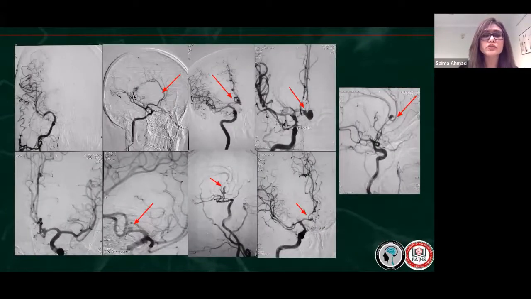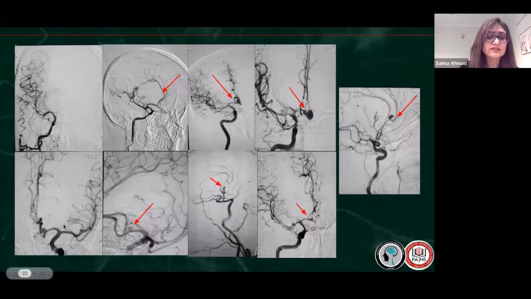So this is the lateral angiogram showing the branches of the ACA, with anterior communicating artery aneurysms, another type of anterior communicating artery aneurysm. Here you can see the distal ACA aneurysms, which you always see best on the lateral angiograms at the A2 and A3 segment.